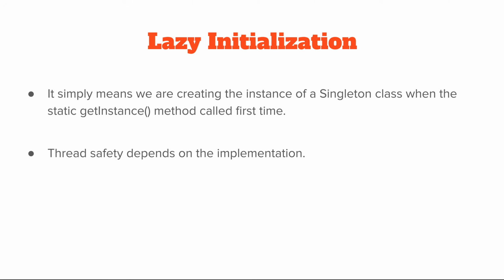What is lazy initialization and how is it different from eager initialization? In lazy initialization, we create the instance of a singleton class when the static get instance method is called for the first time. In eager initialization, the instance of the singleton class is created at the time of class loading. So in eager initialization, the instance is always created whether we use it in our application or not, whereas in lazy initialization, it is created when we call this get instance method for the first time.